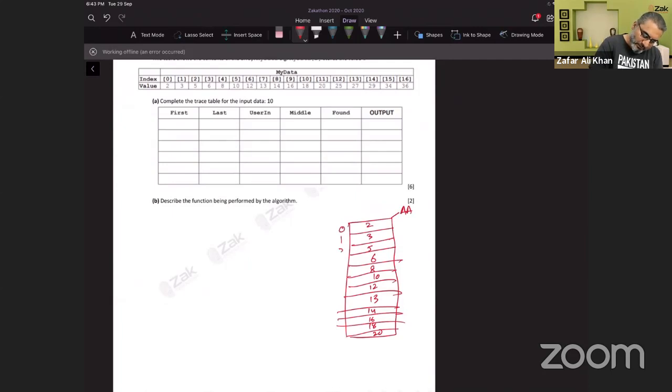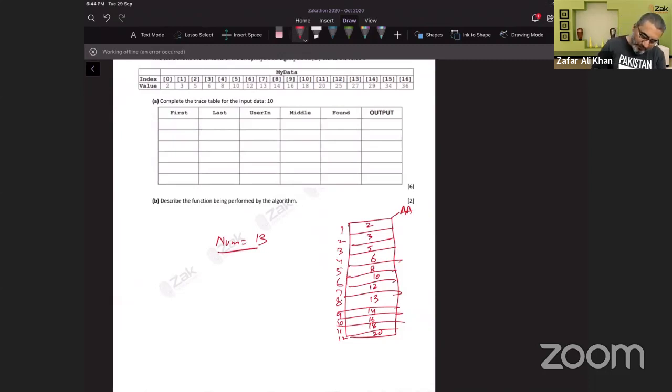Do not call it 0, 1, 2, 3, so you would have trouble understanding it. Let's call it 1, 2, 3, 4. This is index 5, 6, 7, 8, 9, 10, 11, and 12. Now what basically happens is that you want to look for a number. So let's say the number that you want to look for is equal to 13.